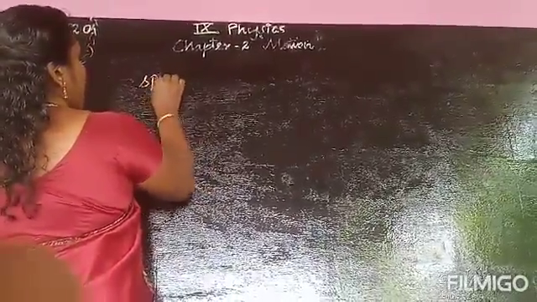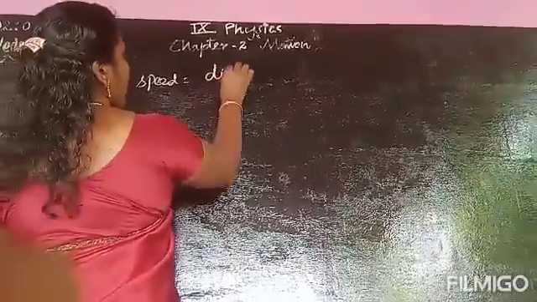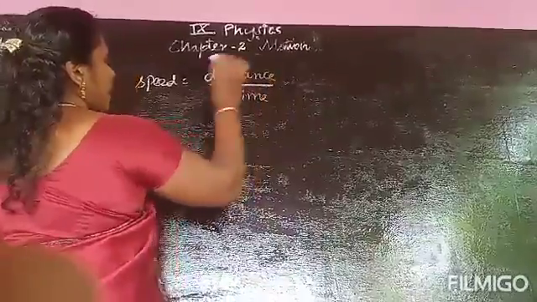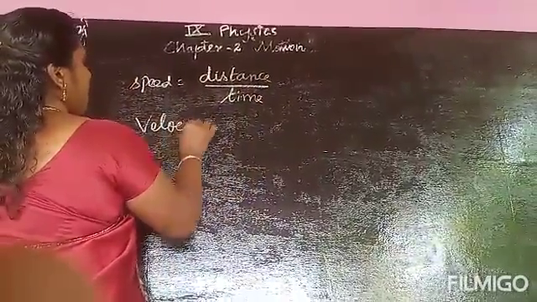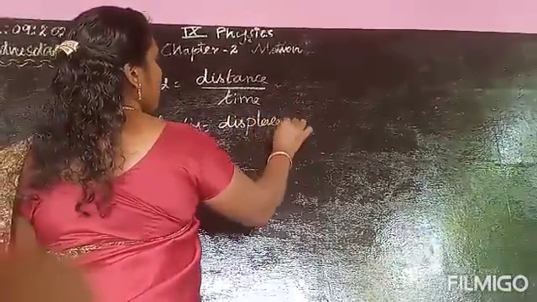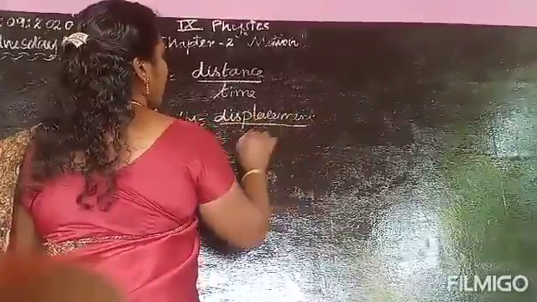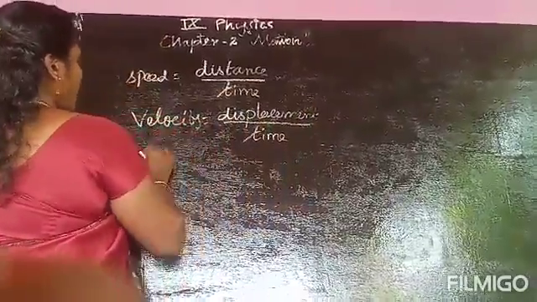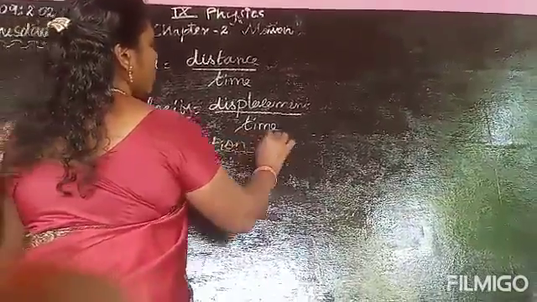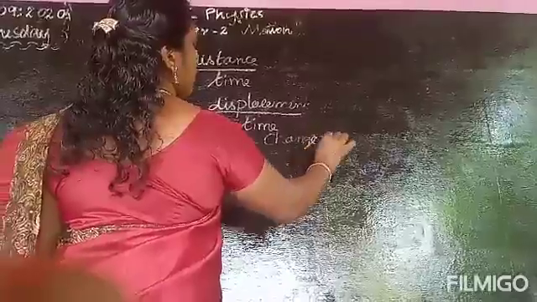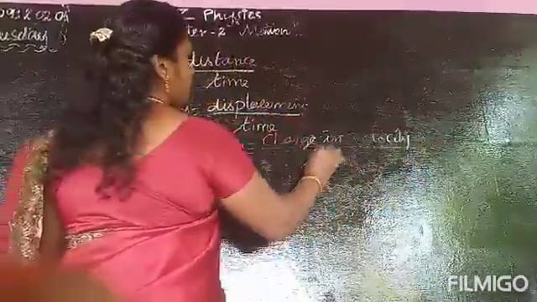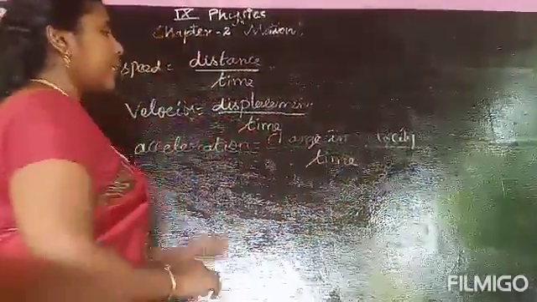What is the formula for speed? Speed equals distance divided by time. Velocity equals displacement divided by time. What is the formula for acceleration? Acceleration equals change in velocity divided by time. So these formulas we have learned in the last class.